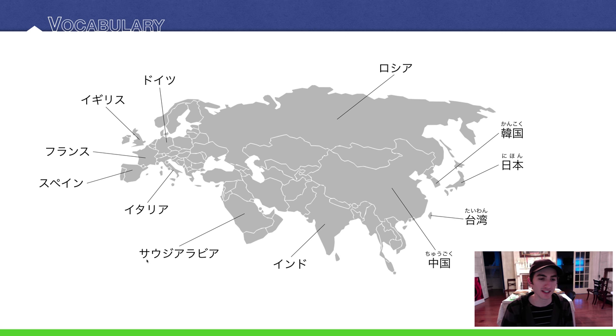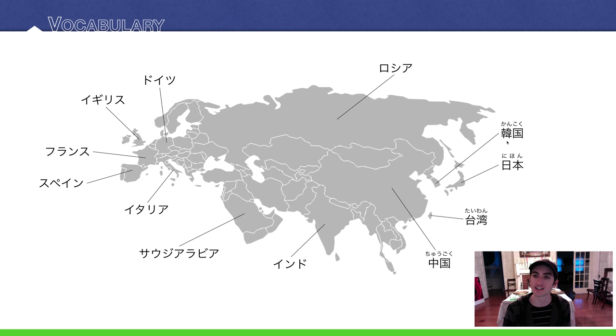Saudi Arabia. This is Saudi Arabia. Indo. This one also doesn't really sound like what it should be in English, kinda. India. This is India. Let's go up here to Russia. Russia. Let's move over now to the East Asian countries with their fancy kanji.